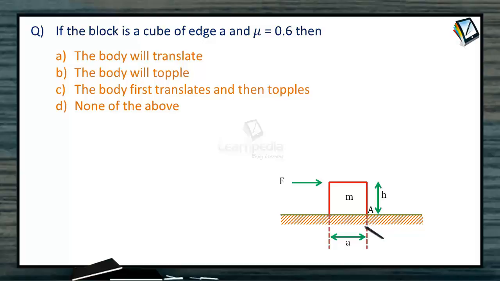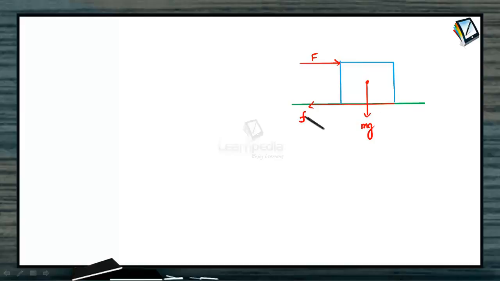So to analyze this, let us draw this picture again. Let us consider this is the surface. A body is placed on the surface. What are the forces acting on the body? One is the force which is applied on the body. This force is F. mg acts from the center. Friction force will be there between the two surfaces. This is the friction force.